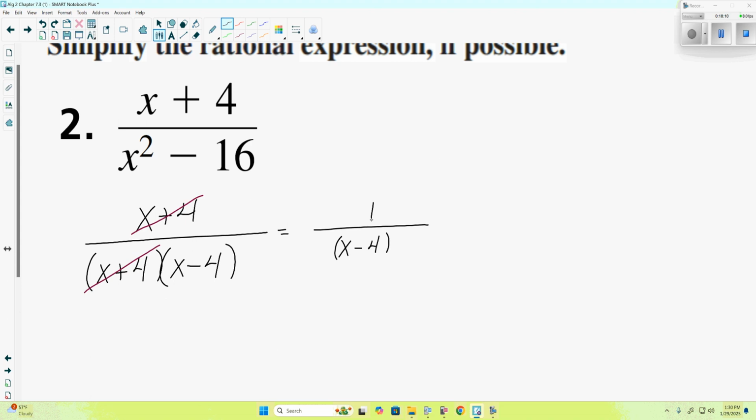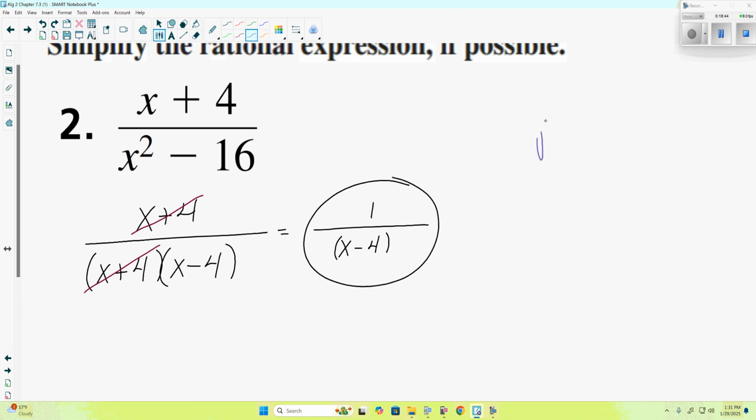Because when anything's simplified out, x plus 4 divided by x plus 4 is what? 1. Anything divided by itself is 1. So if it simplifies out completely, it's going to reduce to 1. The only way we can get 0 on top is if we multiply by a 0 or add or subtract. But when we simplify something out, we're dividing it out. It's going to reduce to 1.